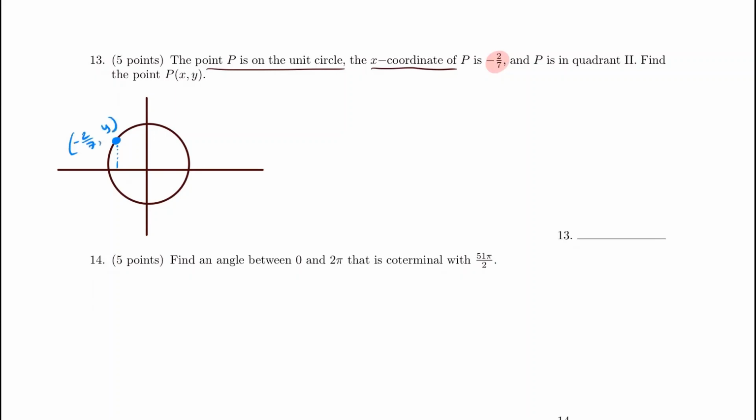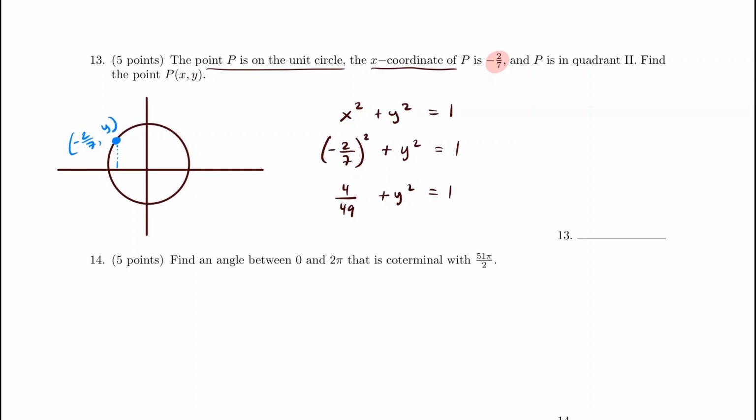Now, since it's on the unit circle, we know the equation of the unit circle is x squared plus y squared is equal to 1. So if you're looking for one of the coordinates, we'll simply plug in what's been given. We're given the x-coordinate, so let's plug that in, negative 2 over 7. If I substitute x for negative 2 over 7, I get negative 2 over 7 squared plus y squared is equal to 1. And now let's work it out. Negative 2 over 7 squared is 4 over 49, plus y squared is equal to 1.